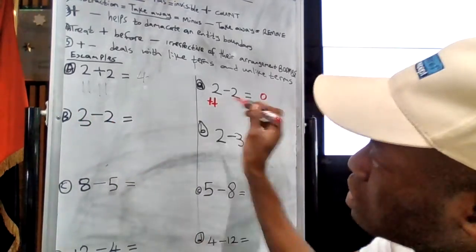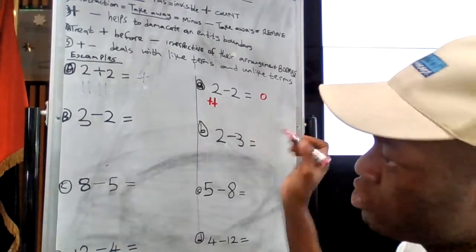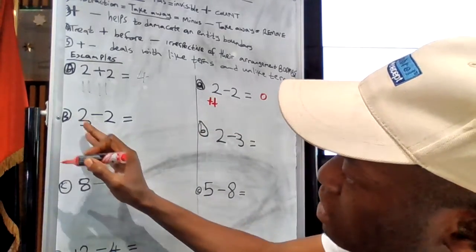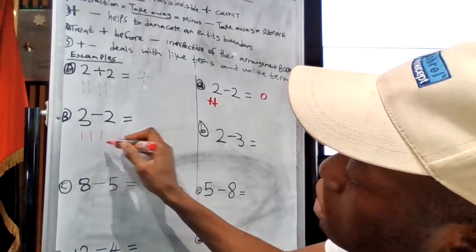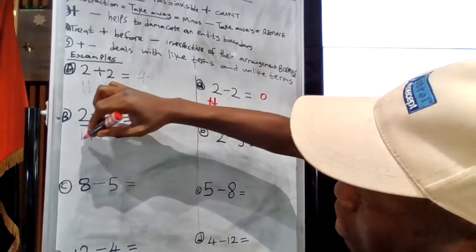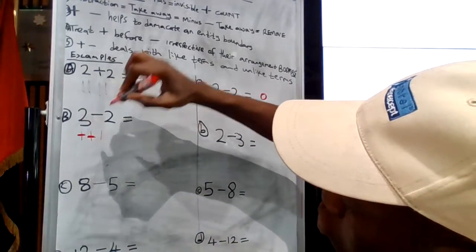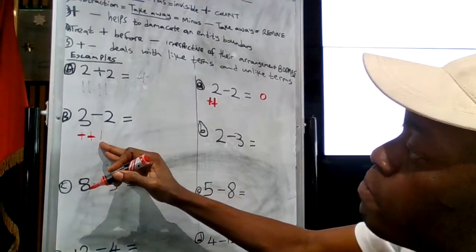Take away 2. Take away, remove. This count 3: 1, 2, 3. Take away 2. Take away 1. Take away 2. Your answer remains 1.